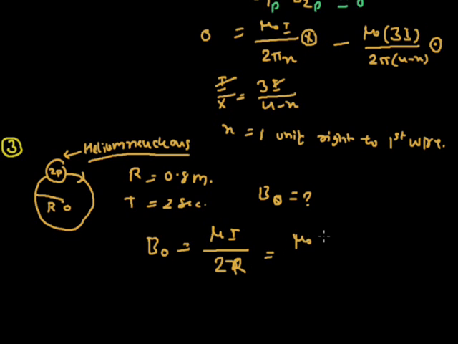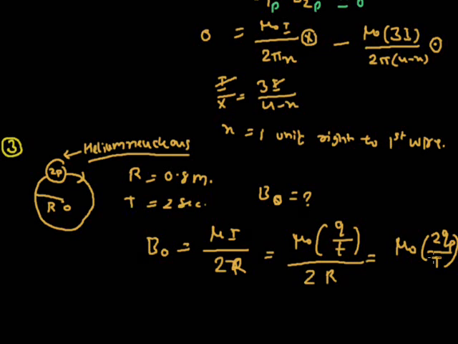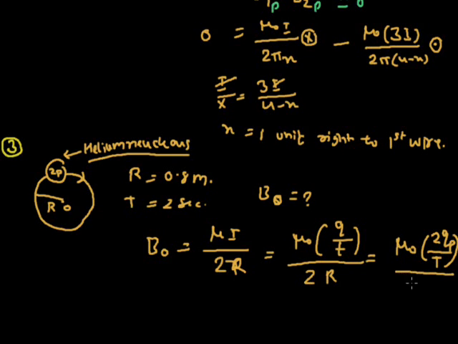Now I is equal to q by t. 2R is simply 2R. Now the charge which is revolving, this charge is what? Helium nucleus contains 2 protons, so the charge will be equal to that of 2 protons, and the time period is what? Simply the time consumed to complete the cycle, and divide by 2R.